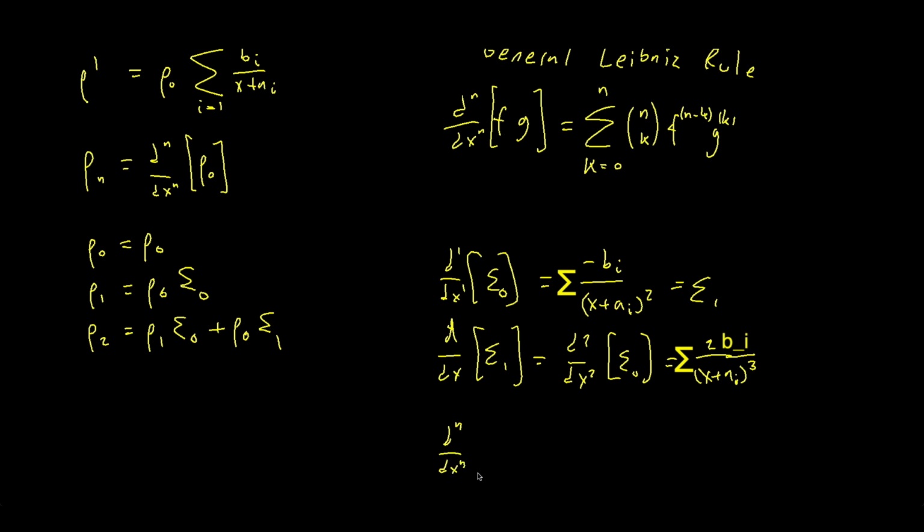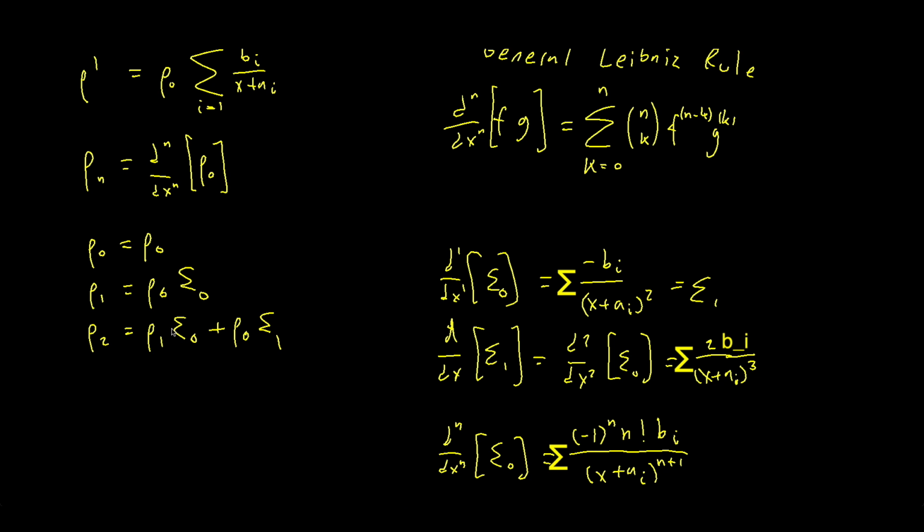The nth derivative d^n over dx^n of sum naught will be negative 1 to the n times n factorial times bi over x plus ai to the n plus 1. So this is the nth derivative of this sum naught function. So we can calculate the nth derivative of that.